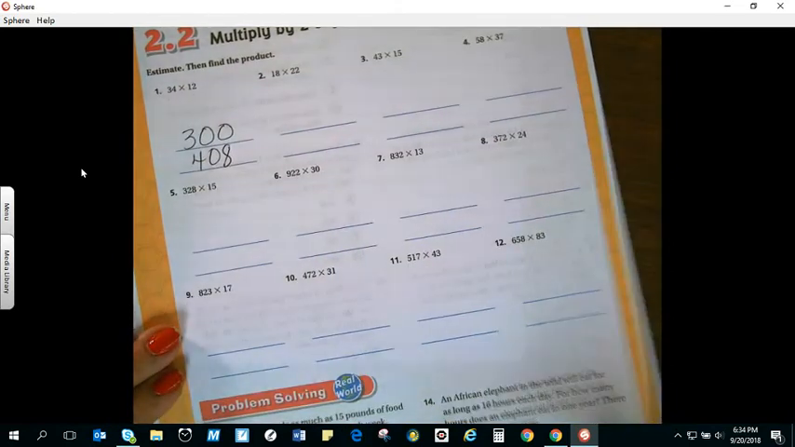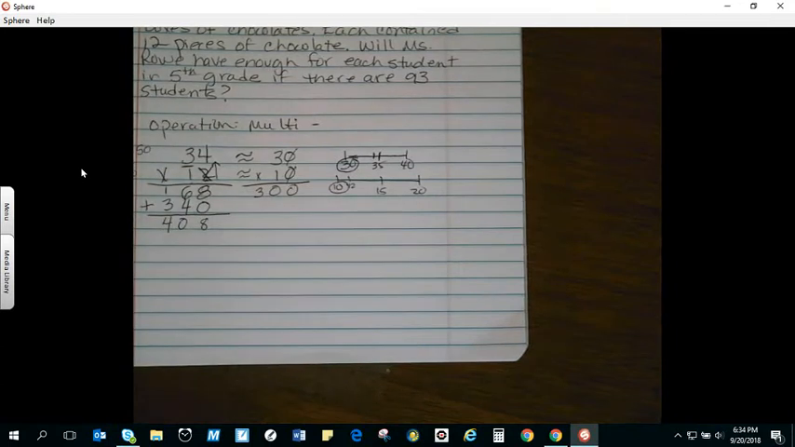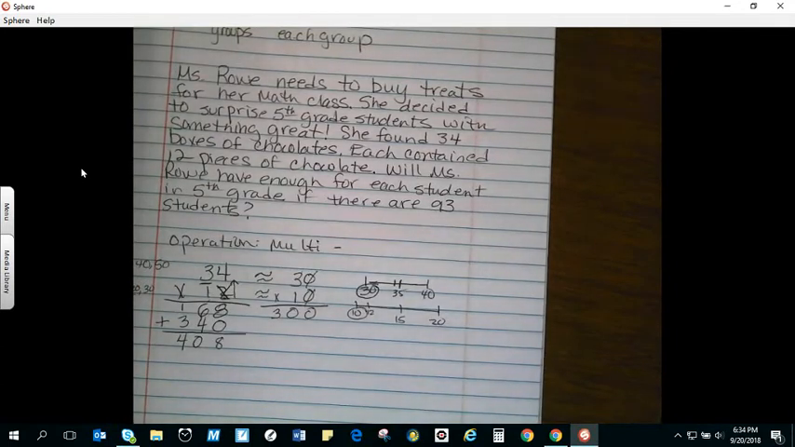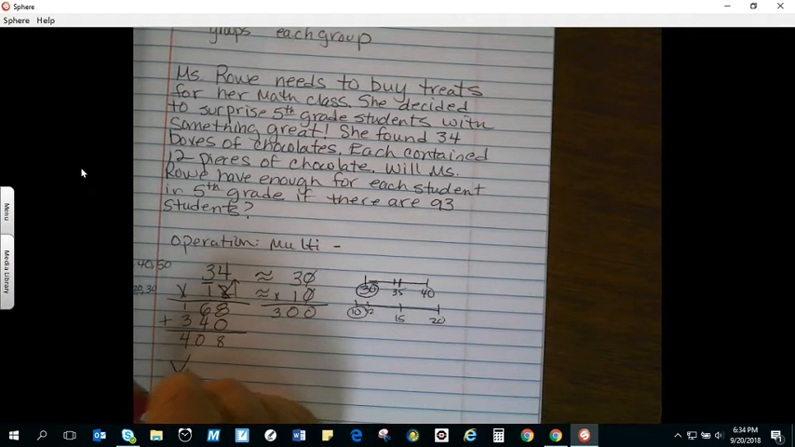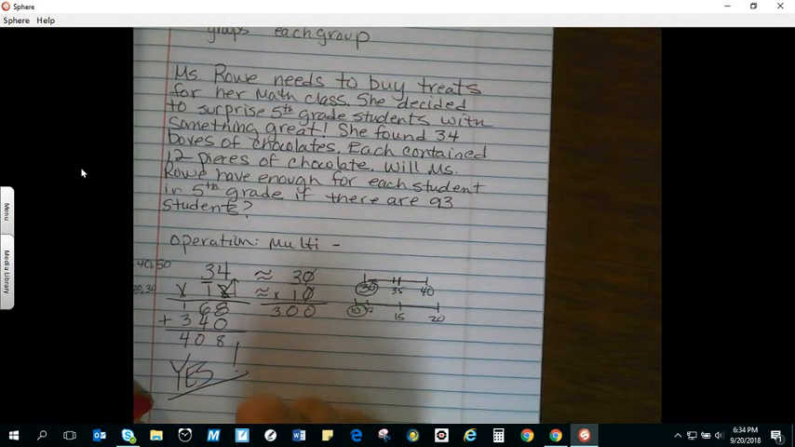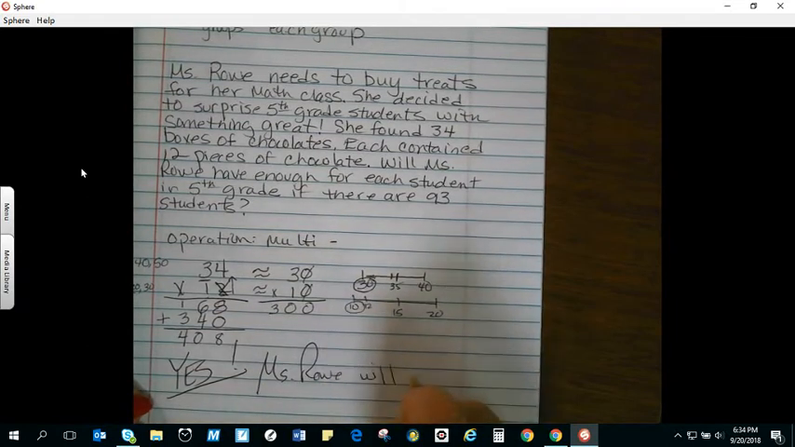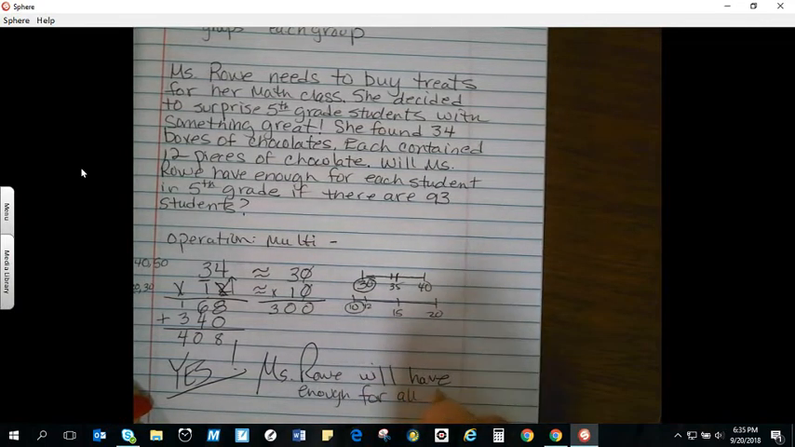All right. And I put a little story to it. So, will I have enough if I found those 34 boxes and 12 chocolates in each of those boxes? Am I going to have enough? Yes. So, yes, Miss Rowe will have enough for all 5th grade students.